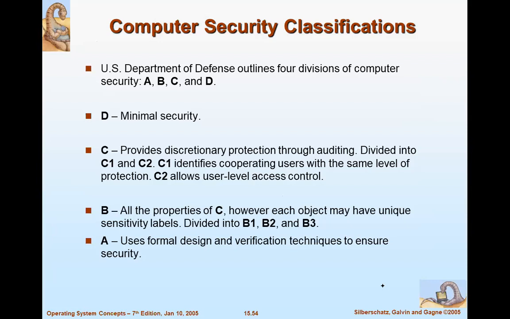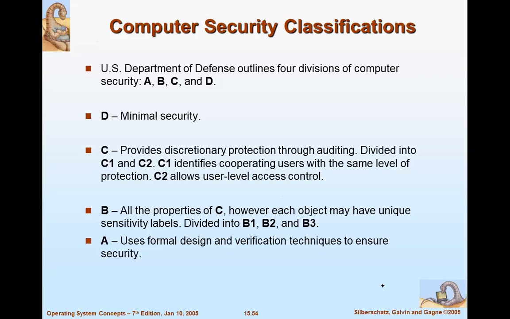So looking at the US Department of Defense division for this strategy, D means that this is the minimal security. Similarly, C provides discretionary protection through auditing, that once they will audit you, and then it is further divided into C1 and C2, where C1 identifies cooperating users with the same level of protection, while in C2 they allow user level access control. On the other side, the next division is B.